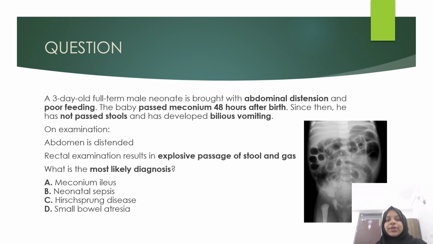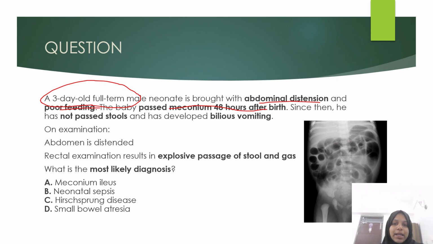Next question: a 3-day-old full-term male neonate is brought with abdominal distension and poor feeding. Okay, there is distension and poor feeding, and it's just a 3-day-old full-term baby. He passed meconium 48 hours after birth. That means it was a delayed passing of meconium, because meconium should be passed within 48 hours after birth and urine should be passed within 24 hours after birth. Since then, he has not passed stools and has developed bilious vomiting.